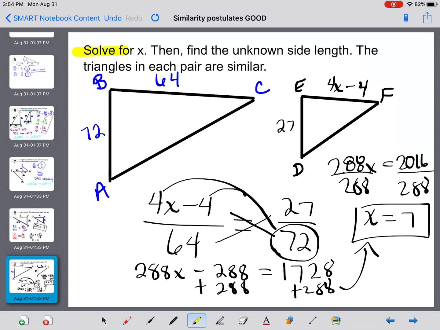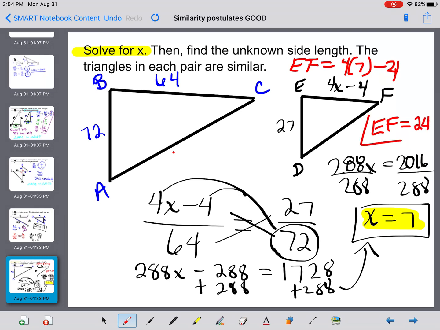So the first thing we had to do was solve for x. And now that we know that x equals 7, we could figure out the missing side length of EF by plugging in 7 for x. So 4 times 7 is 28 minus 4. EF equals 24.